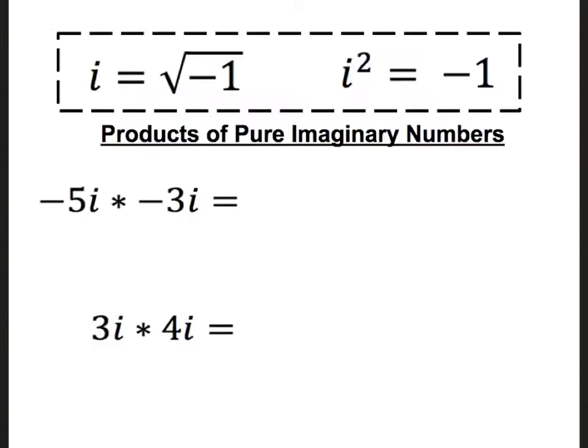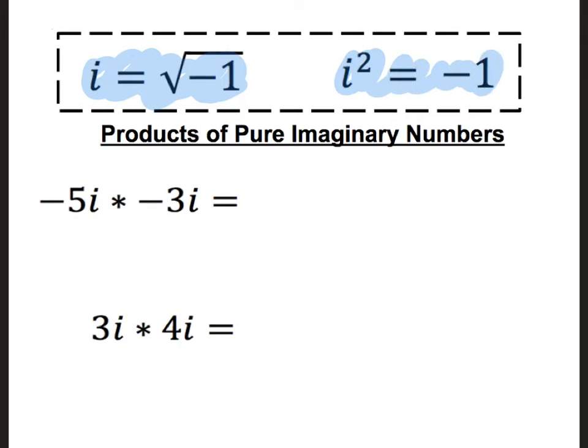For my first problem, we are looking for the products of pure imaginary numbers, so we're doing negative 5i times negative 3i. Notice you have these helpful hints up here, that i is the same as the square root of negative 1, and i squared is the same as negative 1.